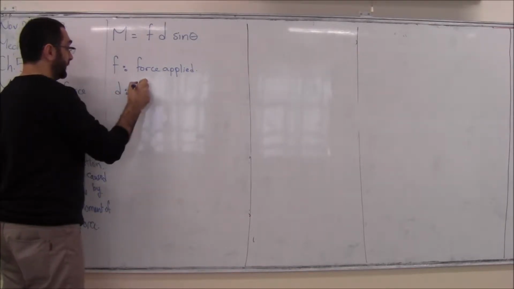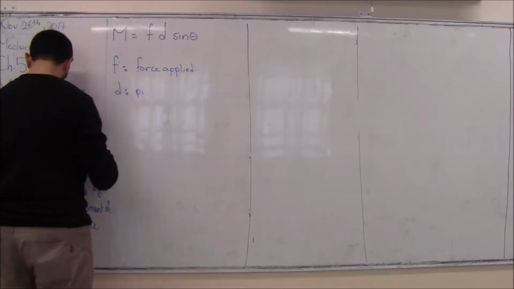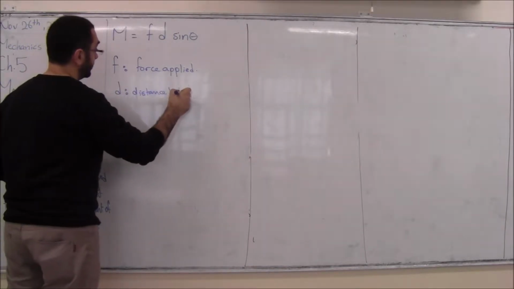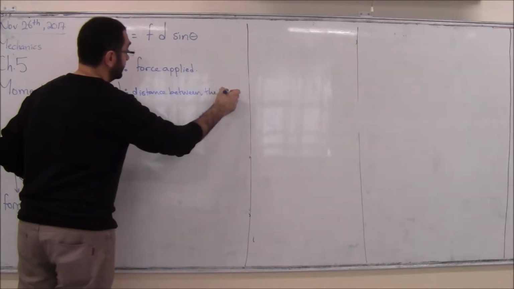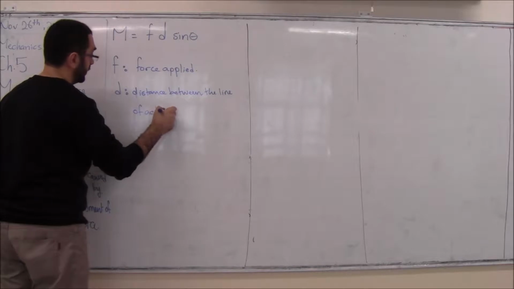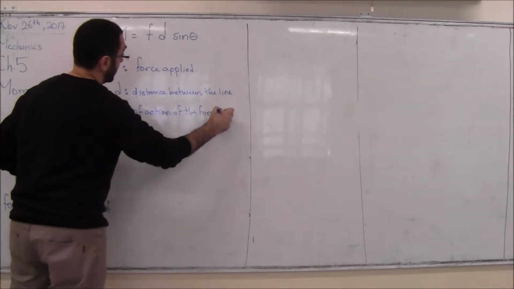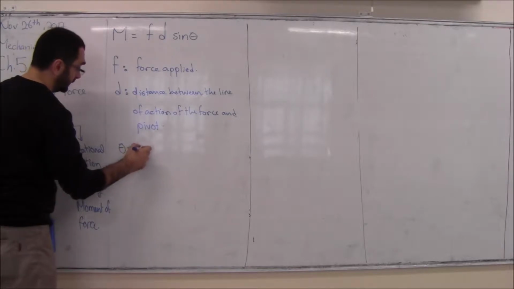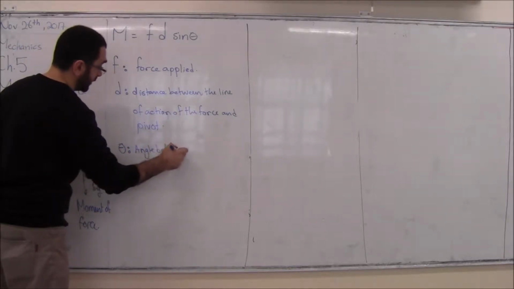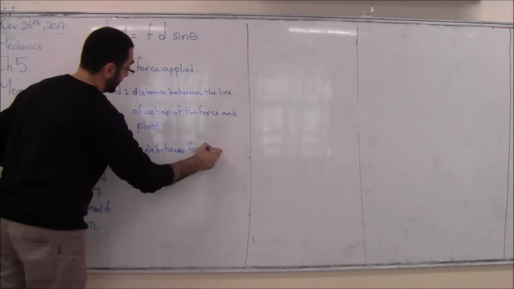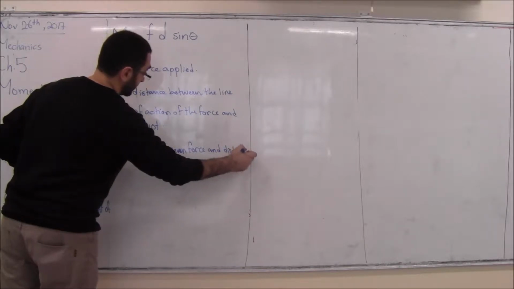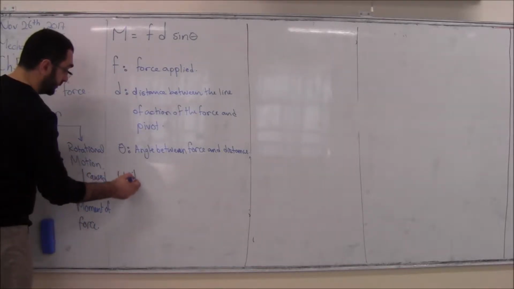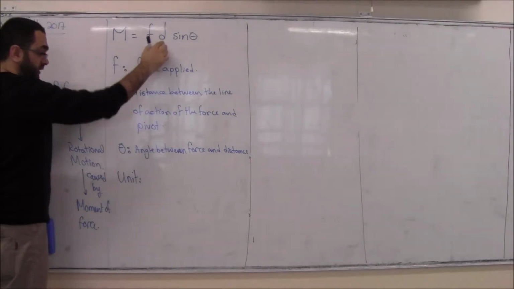d is the distance between the line of action of the force and the pivot. Theta is the angle between force and distance or displacement. The unit for a moment of force is Newton meter, right? Newton meter.